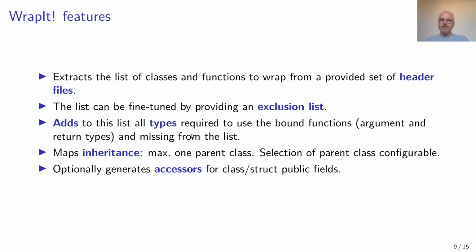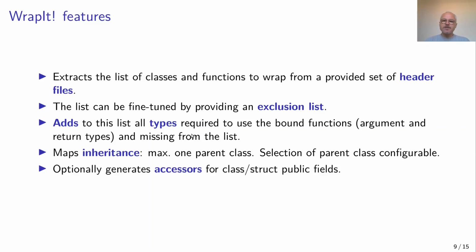Nevertheless, the list can be fine-tuned by providing an exclusion list where you can list the functions and methods that you don't want to bind. The tool will automatically add to this list all the types that are required to use the bound functions. That is to say, the types of the arguments and of the return value of the functions, in case they are missing from the list.